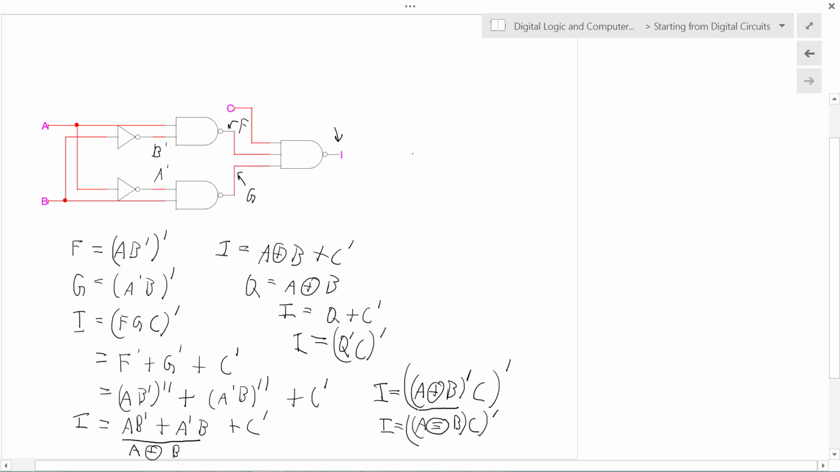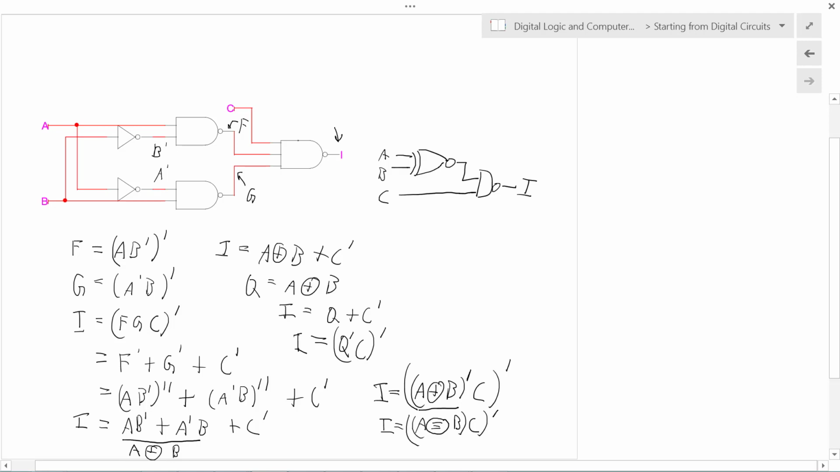So we can say A XNOR B, and we can NAND that with C. This gives us our output, output I. So we have a 2 logic gate solution.